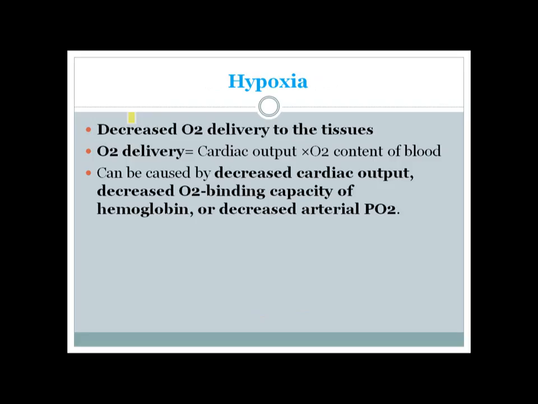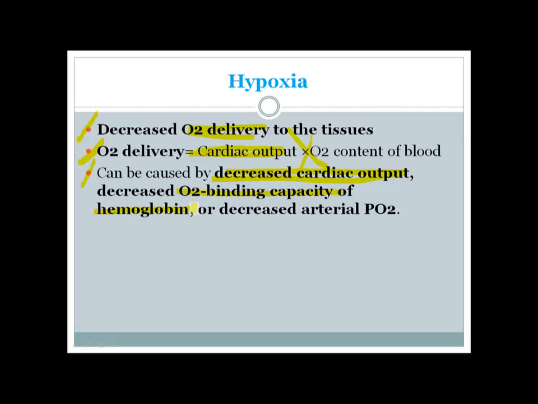Now let's talk about hypoxia. So what is hypoxia? It is actually a decreased oxygen delivery to the tissues. Oxygen delivery to the tissues can be calculated as cardiac output multiplied by the oxygen content of the blood. So this equation tells you that hypoxia can be caused by a multitude of factors. It can be caused by a decreased cardiac output, which can occur in situations like heart failure. It can be caused by decreased oxygen binding capacity of hemoglobin.